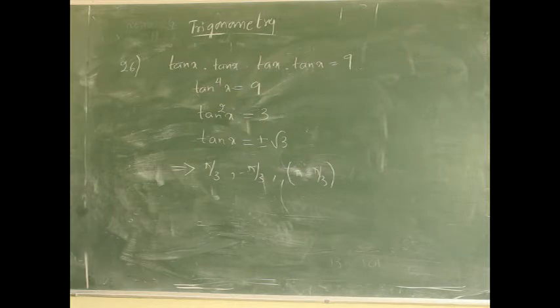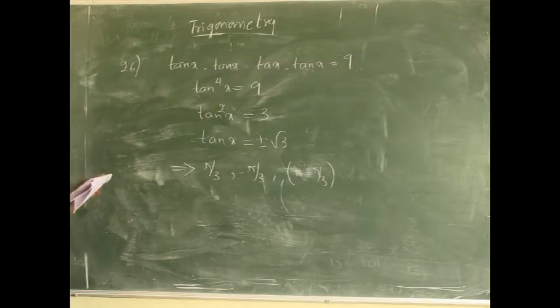So which is the answer? Pi by 3, only in the first quadrant. It is not mentioned in which quadrant, but from the options only pi by 3 is given. Therefore the value of x is pi by 3. So option B is the answer for the 26th.